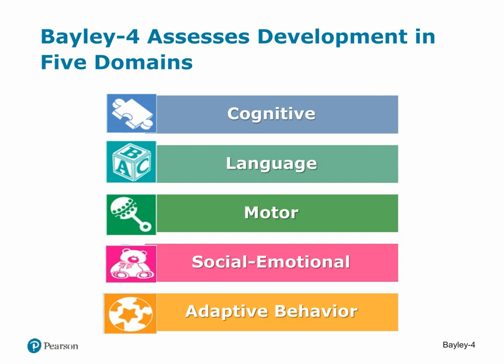The cognitive, language, and motor scales are administered with child interaction. The social-emotional domain assesses social-emotional development, including self-regulation, relationships, and emotions. The adaptive behavior domain assesses adaptive skills, including communication, daily living skills, and socialization. A parent questionnaire is used to assess social-emotional development and adaptive behavior.